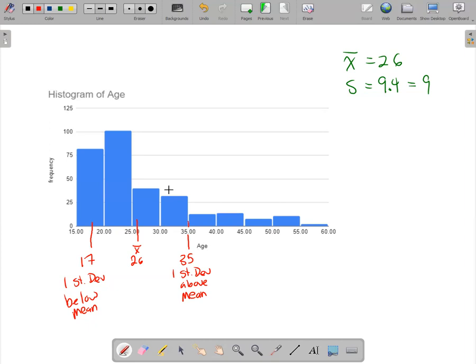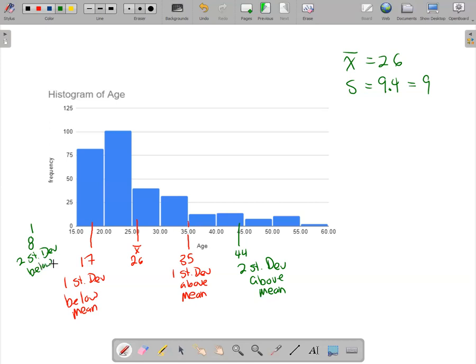So if we add 9 to 35, that would give us 44, right? That'd be about here. So 44 is 2 standard deviations above the mean. And we could go the other way. We subtract 9 from 17, that's going to give us 8, kind of off the chart here, but I'm going to put it in anyway. So 8 would be 2 standard deviations below the mean.